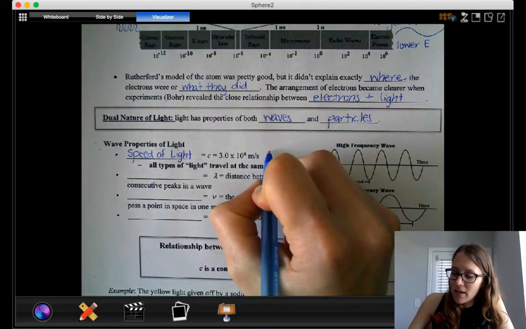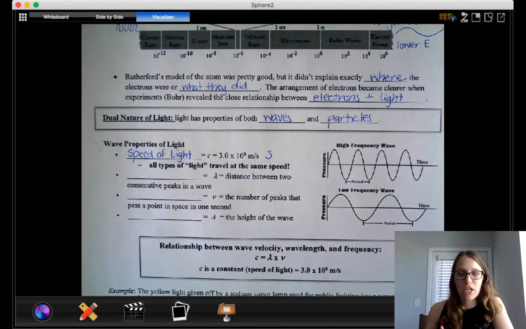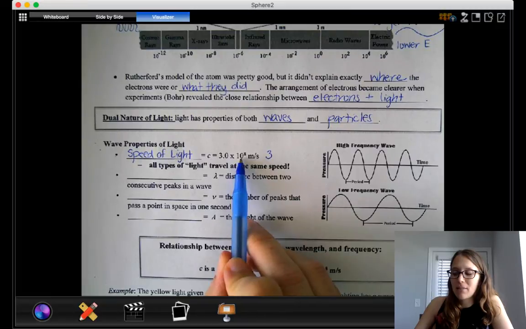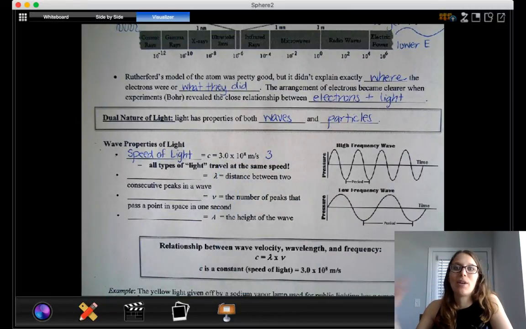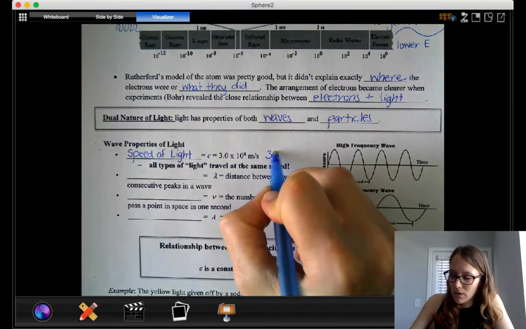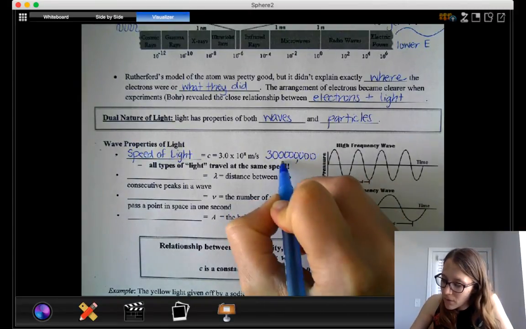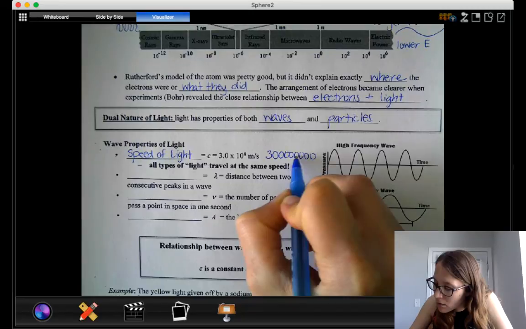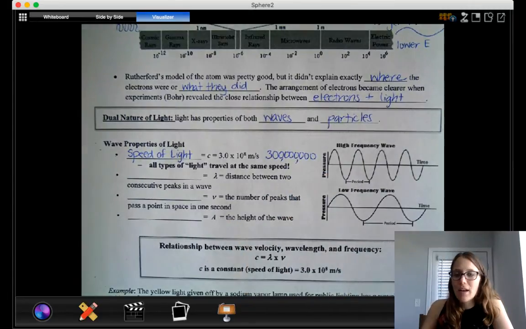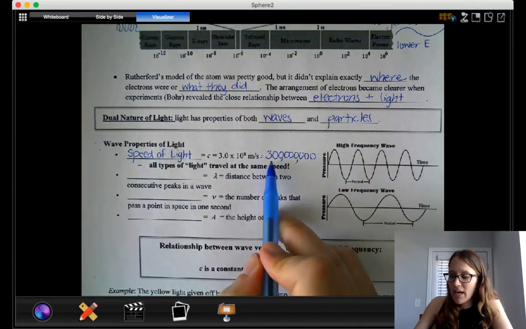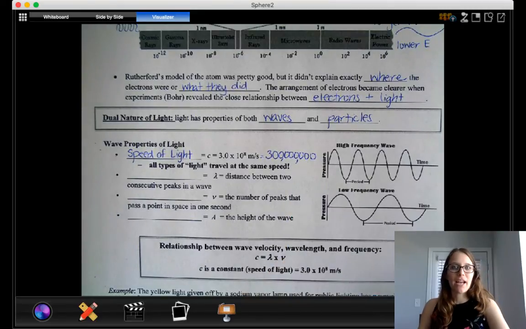So if I wrote that in expanded notation, 3 times 10 to the 8th means I need to take the number 3, and then I need to put 8 zeros at the end of it. 1, 2, 3, 4, 5, 6, 7, 8. Okay, so that number is 300 million meters per second.